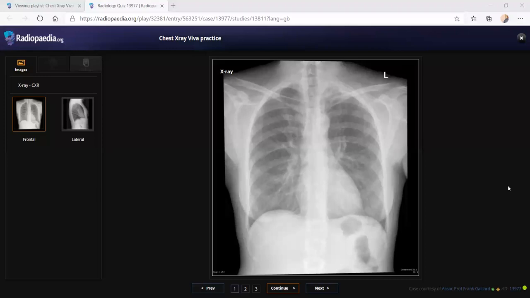So it's a 50-year-old female, no history. Okay, so this is the frontal chest radiograph of a 50-year-old female patient with no history provided. I'm looking at this X-ray in a systematic manner. The cardiac size appears normal. In the lung windows, I cannot see any gross area of consolidation.